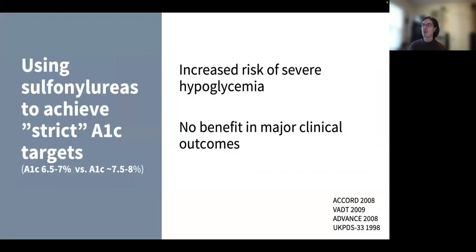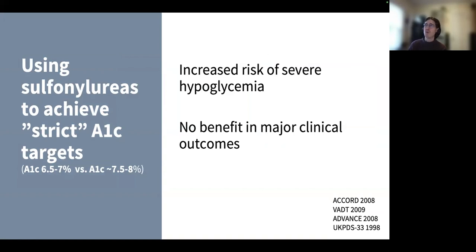And at this point, I think it's pretty well established that one of the major things that we can do to avoid hypoglycemia in this population is to avoid use of sulfonylureas or insulin in people that have an A1C of less than 7.